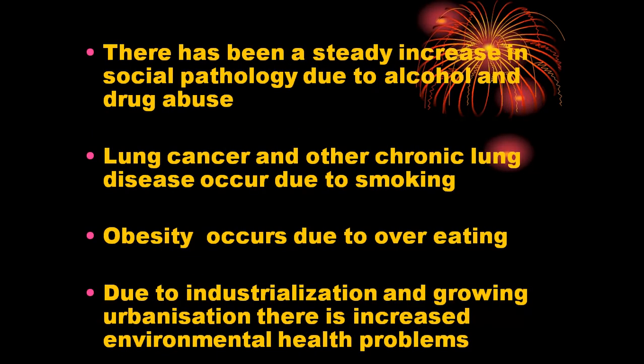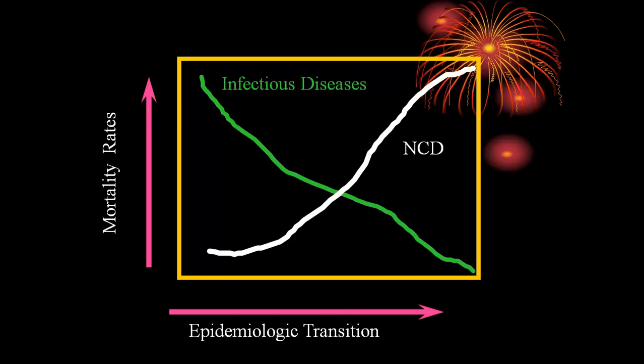There has been a steady increase in social pathology due to alcohol and drug abuse. Again, these are lifestyle patterns. Lung cancer and other chronic lung disease due to smoking is also increasing. Obesity is occurring. So all these are non-communicable diseases, and therefore the infectious diseases are coming down. Remember this diagram, draw this diagram in the exam, or remember this when you talk in the viva. That is what is epidemiological transition. Please remember this diagram. It is not given in the book.